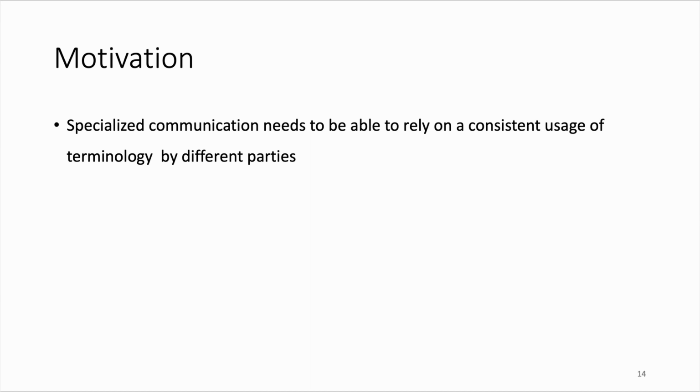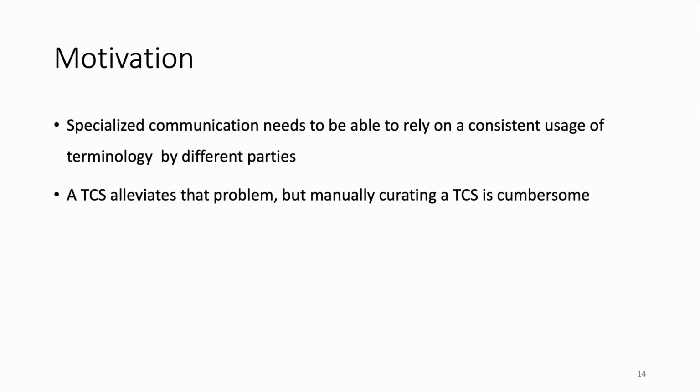But first, to the motivation, why do we want to have an automatic Text to TCS system? Well, one reason is that specialized communication needs to be able to rely on a consistent usage of terminology by different parties. So politicians, researchers, and journalists might all use the same terms, but they also should use them in the same way. So a terminological concept system can help with making clear what a specific term or concept actually means. And a TCS alleviates that problem, but manually creating one is very cumbersome, which is why we want an automatic approach. And lastly, we also offer a contribution to the linguistic linked open data community by exporting the created TCS as TBX and in the future also as RDF.